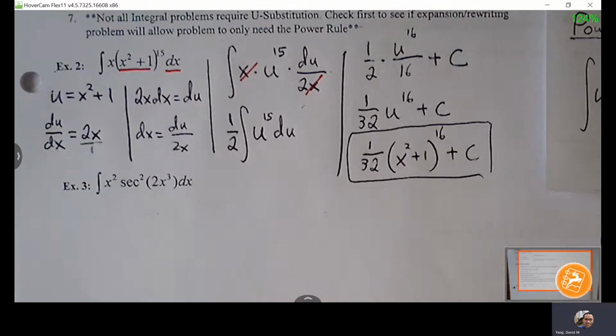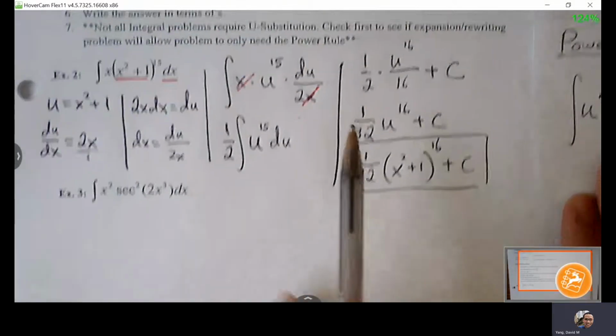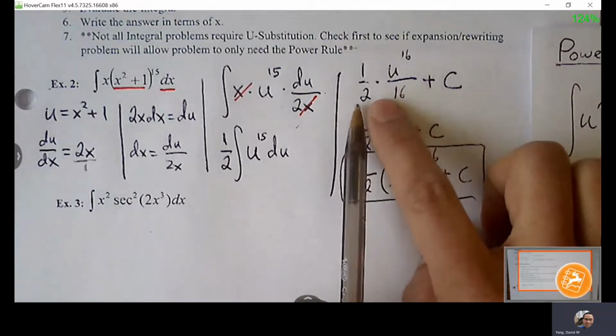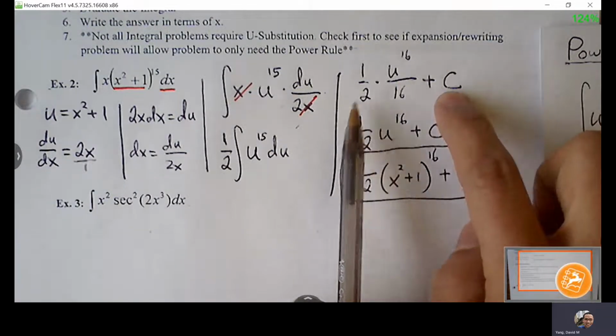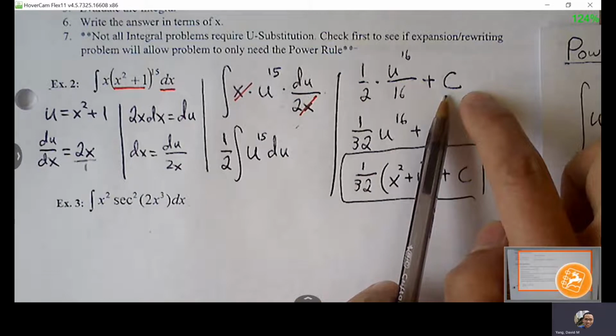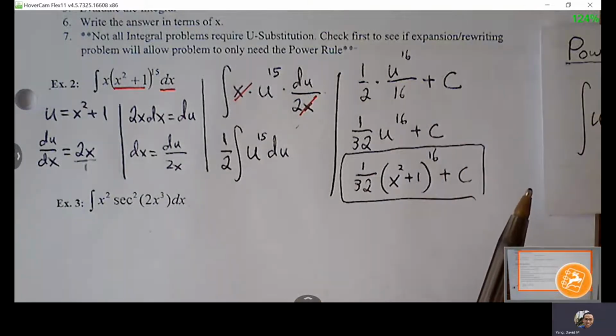Why not distribute the 1/2 to the c? Yeah, it's a good question. Technically, yes, we're distributing the 1/2 to the c, which would become c over 2. But what's c over 2? Right, it's still a constant. 1/2 times c is still a constant. So any constant multiplied with a c will just get absorbed into that plus c. We don't have to keep track of it. We can just leave it alone. Okay, questions with 2?